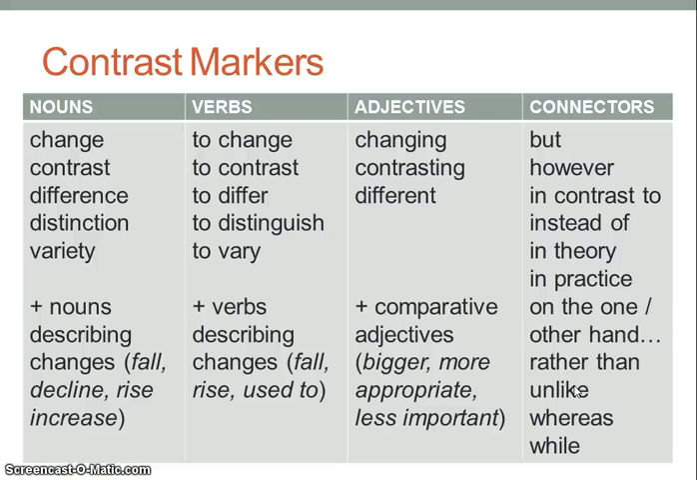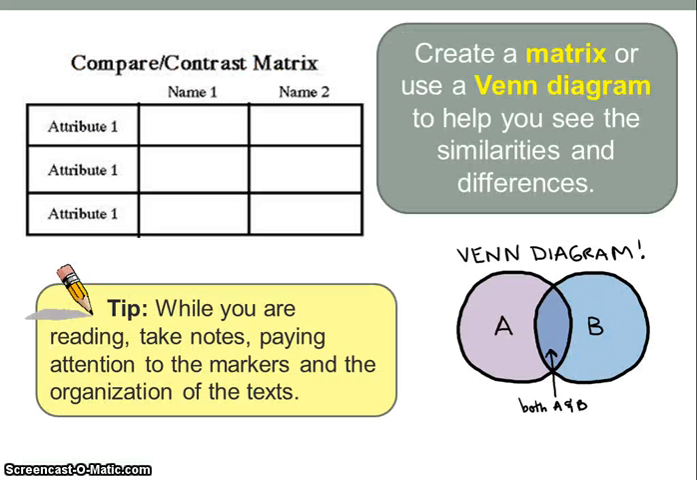And contrast markers, again, here we have a list. And we look at this list. We have nouns, we have verbs, adjectives, and the connectors. Lots and lots of connectors. But, however, in contrast to, instead of, in theory and in practice, on the one hand, on the other hand, all of these words show us that there's going to be something that's in contrast. We need to mark and pay attention to them.